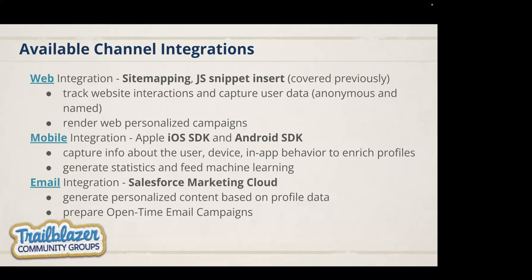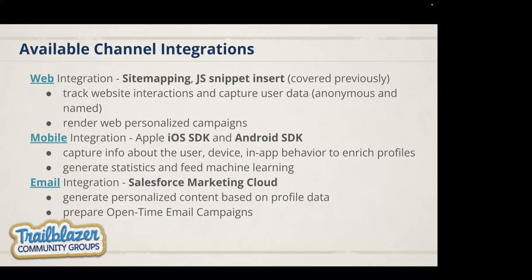With the web integration, in the first MCP series, you already covered the sitemap and JavaScript snippet insert. So basically that's how integration is viewed in personalization. It was already covered previously, but just to highlight it again, this integration is used to track website interactions of the user, and also capture user data through the forms, through the submissions, both for anonymous profiles and named profiles, which are recognized and already existing in the tool.